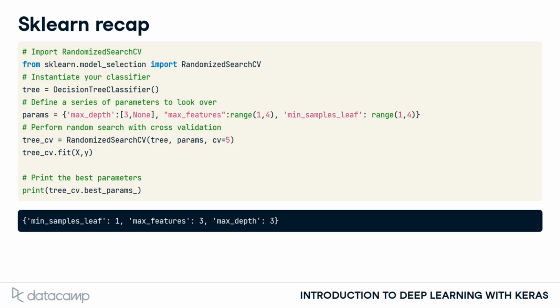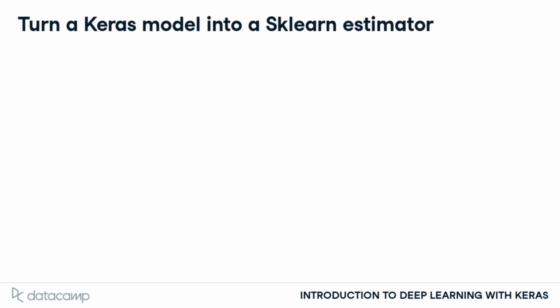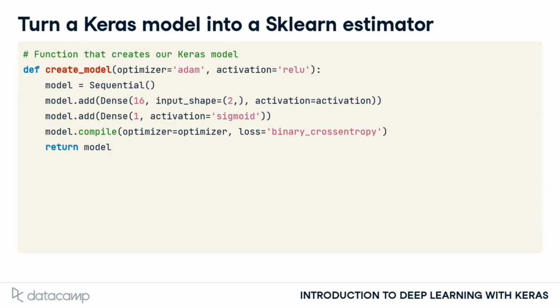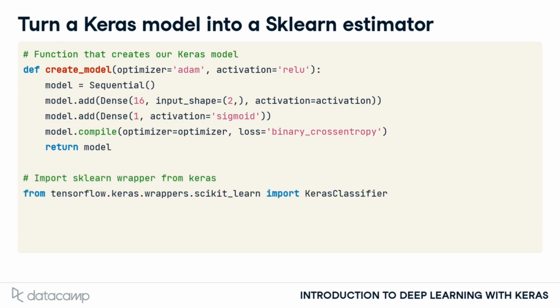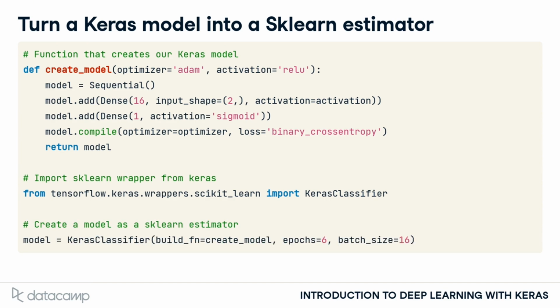We can do the same with our Keras models, but we first have to transform them into scikit-learn estimators. We do this by first defining a function that creates our model. Then, we import the KerasClassifier wrapper from TensorFlow Keras scikit-learn wrappers. We finish by simply instantiating a KerasClassifier object, passing createModel as the build function. Other parameters like epochs and batch size are optional, but should be passed if we want to specify them.